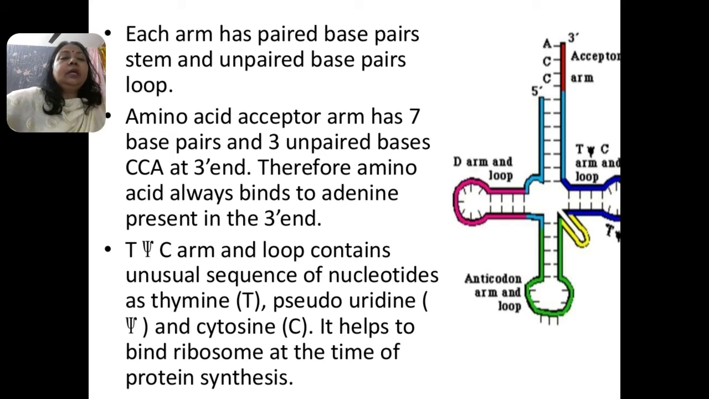The T-psi-C arm and loop contains an unusual sequence of nucleotides such as thymine, pseudouridine, or sometimes cytosine. And the role of this TC arm is to help to bind the ribosome at the time of protein synthesis. The ribosome is going to be bound in that particular area at the time of protein synthesis.